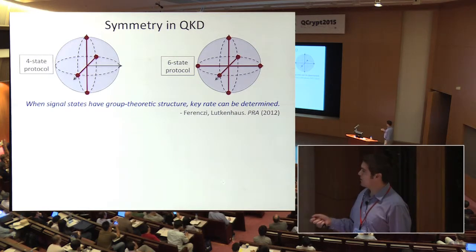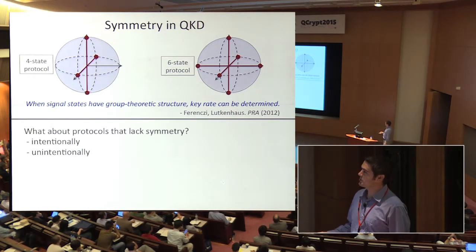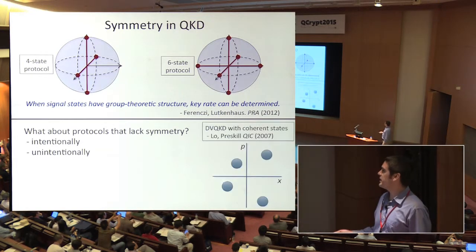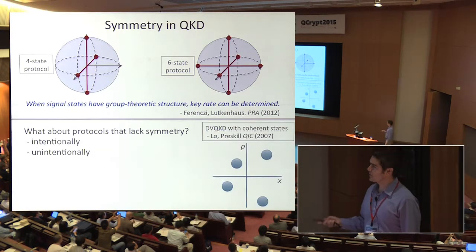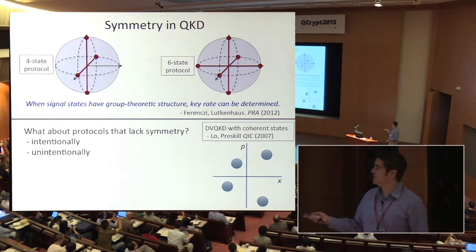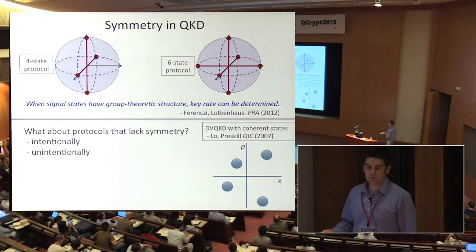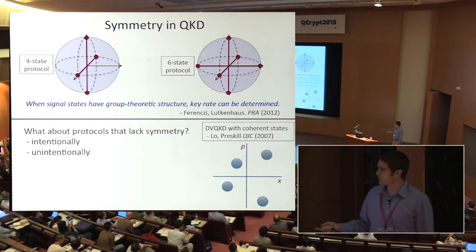But what about protocols that don't have symmetry, either intentionally or unintentionally? For example, what about a discrete variable QKD protocol involving coherent states, where your coherent states are scattered about the phase plane like this? How would you go about calculating the key rate for a protocol like this?